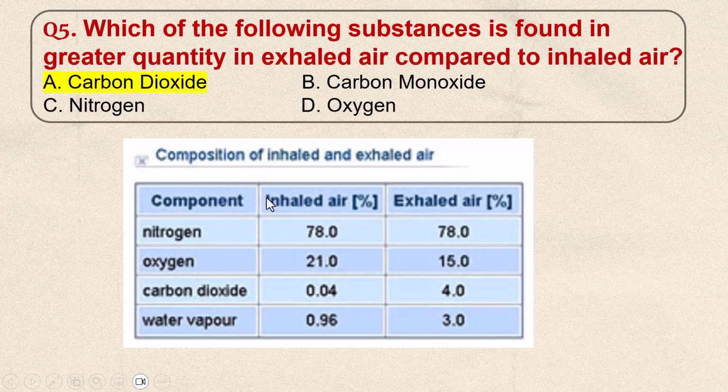When you see the composition of inhaled and exhaled air, in both, nitrogen is available in greater quantity, but it is not changed during exhalation. 78%, exhaled air also 78%. Oxygen in the inhaled air is 21%, exhaled air is 15%. Carbon dioxide in inhaled air is 0.04%, exhaled 4%. So it is increasing. Water vapor also is increasing. Our body takes oxygen, so the percentage of oxygen is reducing, and releases carbon dioxide, so the percentage of carbon dioxide is increasing. You don't need to memorize these percentages, but you have to know that exhaled air comprises more carbon dioxide.